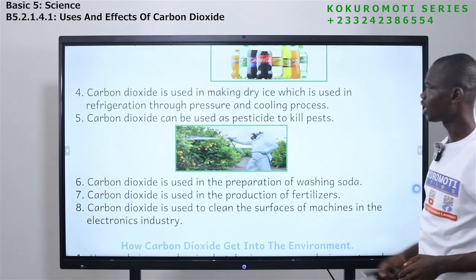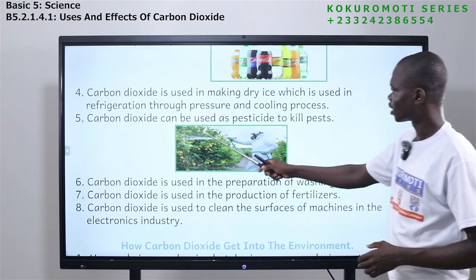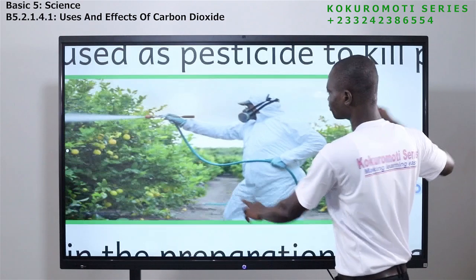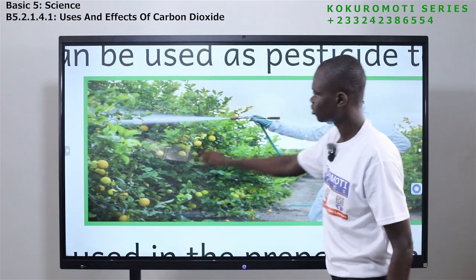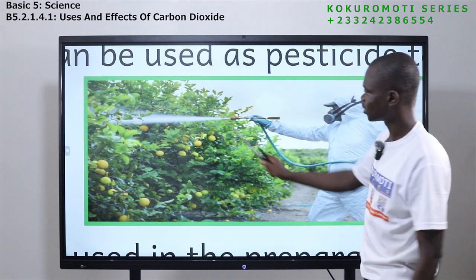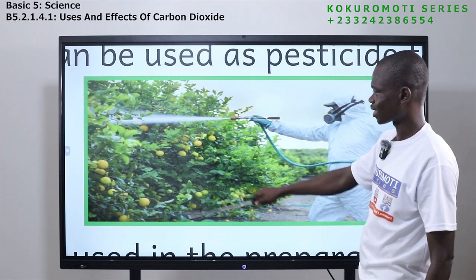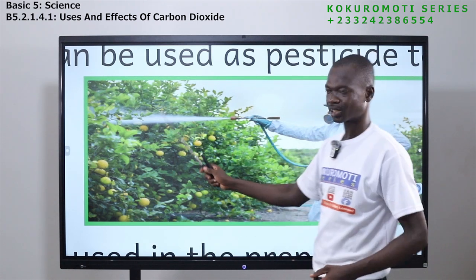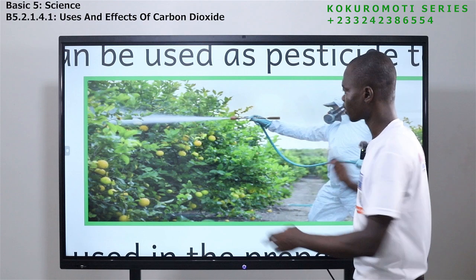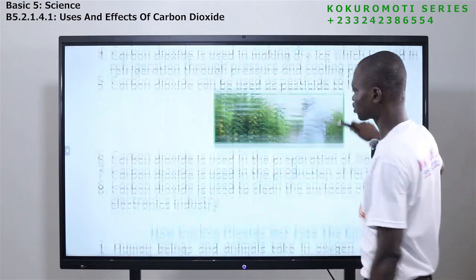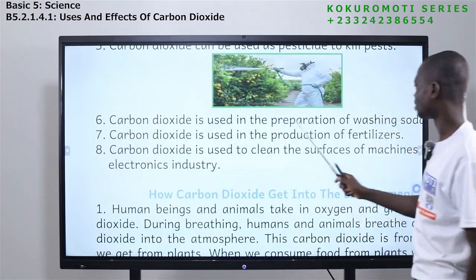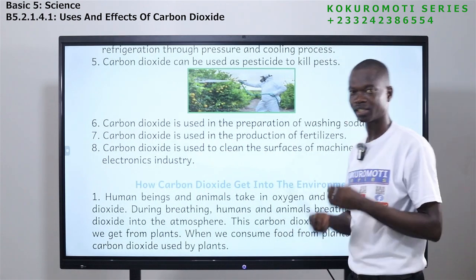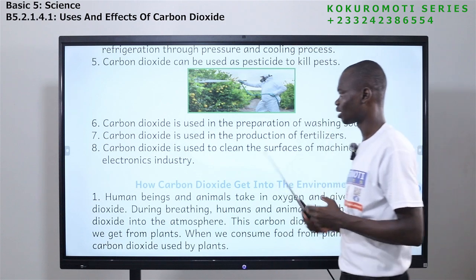Okay. Now, carbon dioxide can be used as pesticide to kill pests, and that is what the man is doing. So you see the orange tree here. The man is spraying it with what? Pesticide. The pesticide contains carbon dioxide. The carbon dioxide will help kill all the pests here. Okay. The next one is that carbon dioxide is used in the preparation of washing soda. When they are preparing washing soda, they use carbon dioxide.